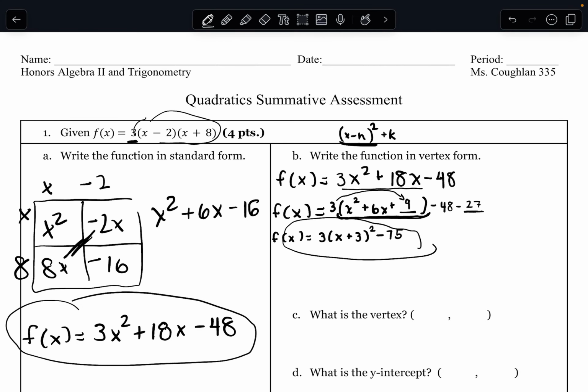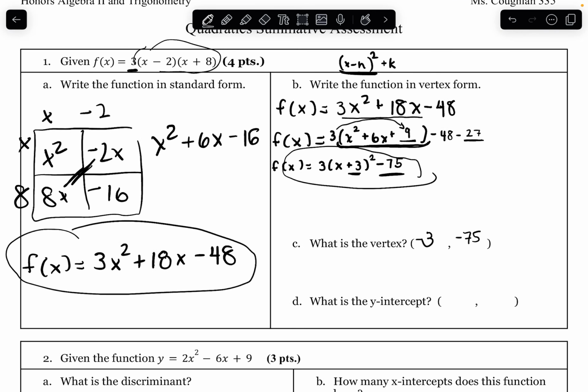Okay, so that's done. We still have to find the vertex. The vertex is you do the opposite of your h value, so -3, but then -75 stays the same. And then the y-intercept, you look at your constant when written in standard form, and that is your y value, your y-intercept, I mean.